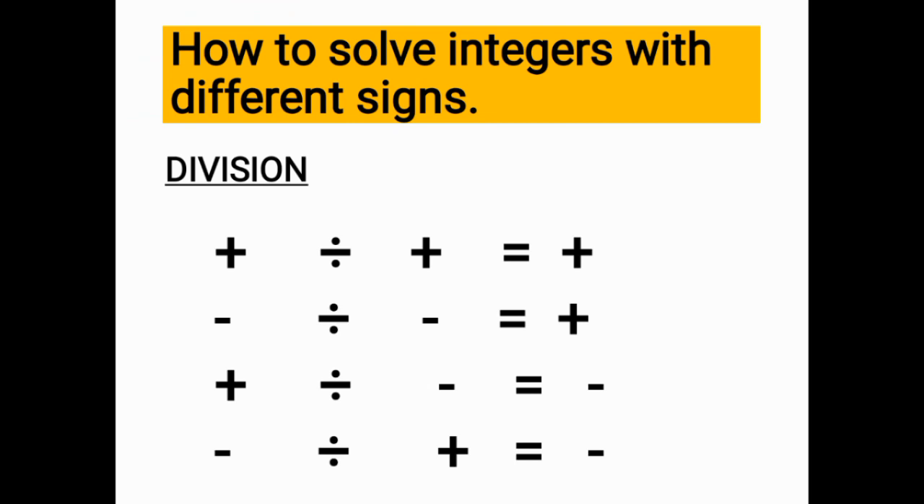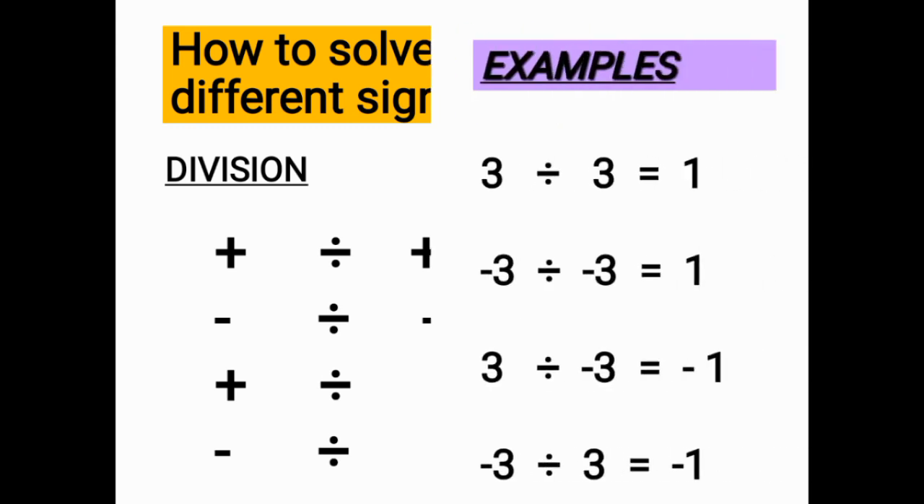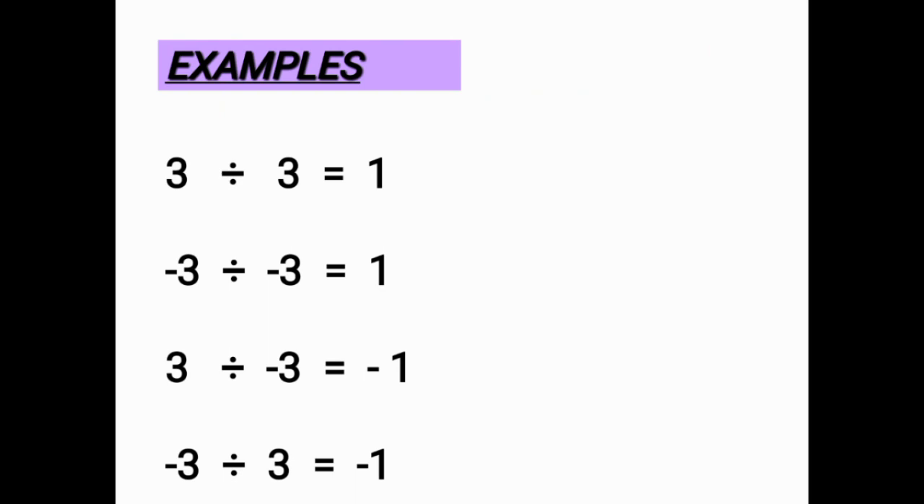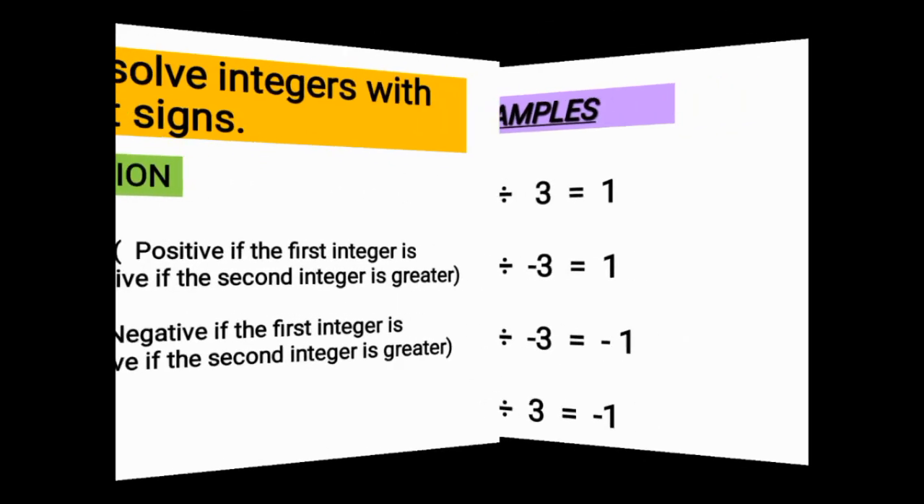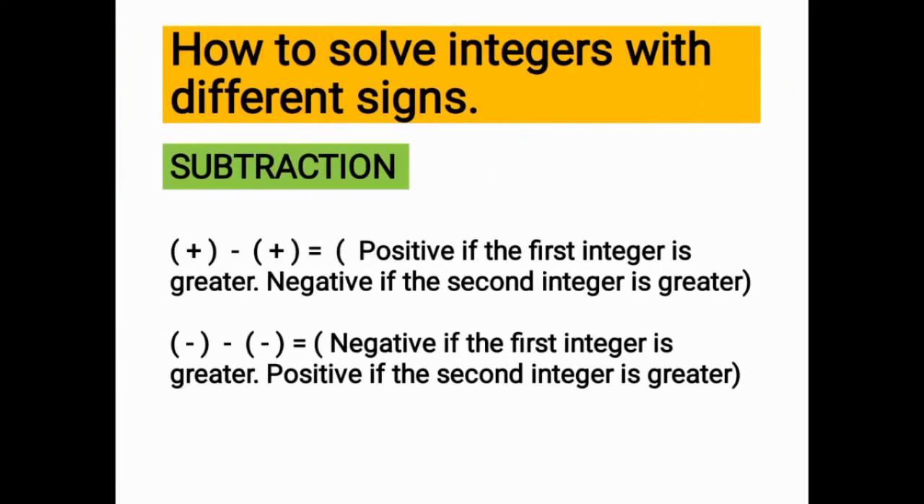Now, whenever you have to divide integers with different signs, it's similar to the multiplication. 3 divided by 3 equals 1, minus 3 divided by minus 3 equals 1, minus 3 divided by 3 equals minus 1. Now, when you have to subtract integers with different signs, it gets pretty complicated. Let's take a look here.